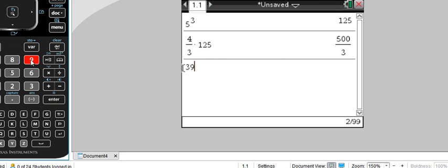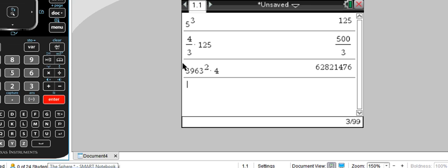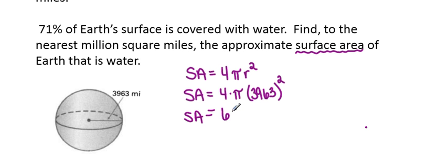I want to take the 3,963. I want to square that. And then once I square that, I want to take that answer and multiply it times 4. So I end up with some great big huge long number. At this point in the problem, I have still not yet multiplied by pi, so there's still a pi attached to that number. So let's see, this ended up being 62,821,476, and since I have not yet multiplied by pi, the pi is still in there, and that's the number of square miles in the surface area of Earth.